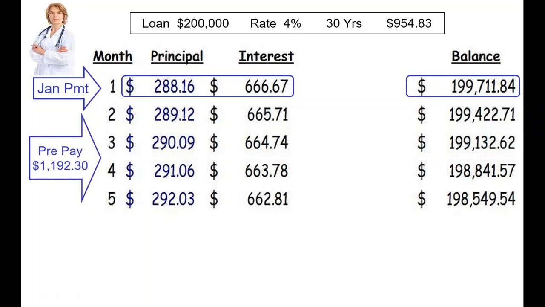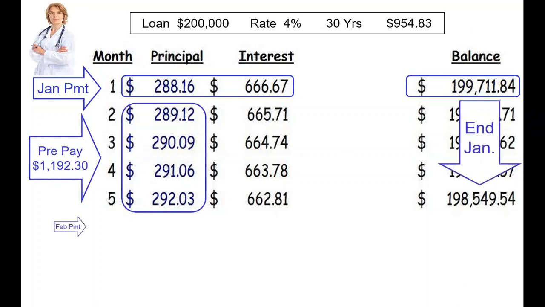Now, how did I come up with that $1,192 and 30 cents figure? I isolated and looked specifically at these four principal amounts. And I'm doing it just for this example, just so you get the concept of it. So those four principal amounts, we're going to prepay, and those add up to $1,192.30. Okay, so the lender gets that all in January, and they apply that. So at the end of January now, we owe down here $198,549.